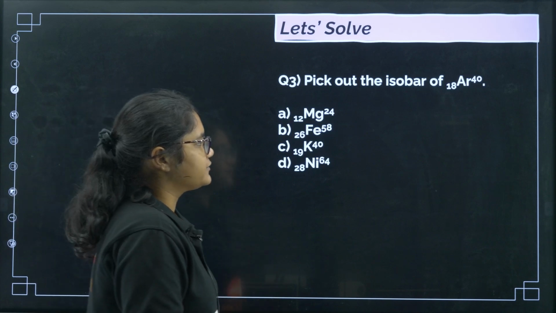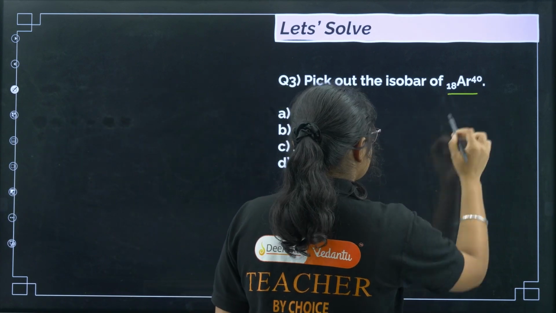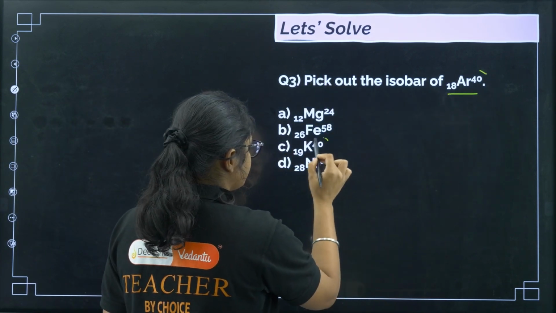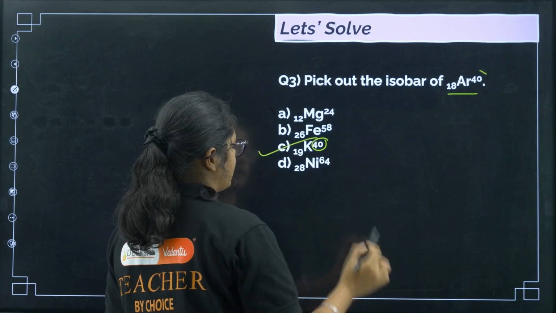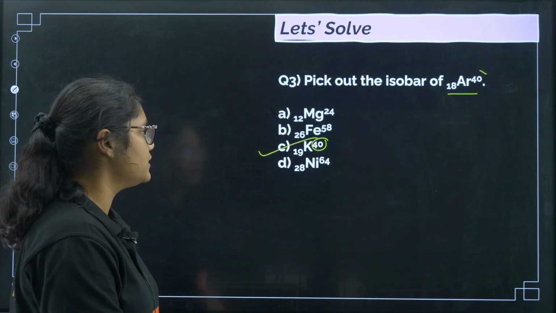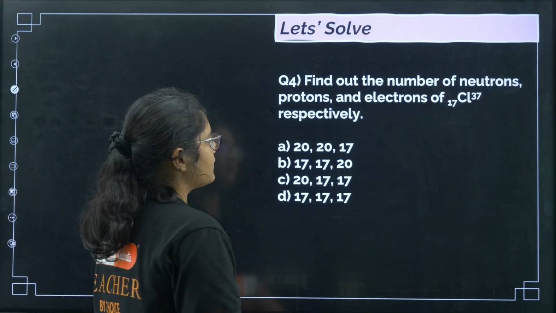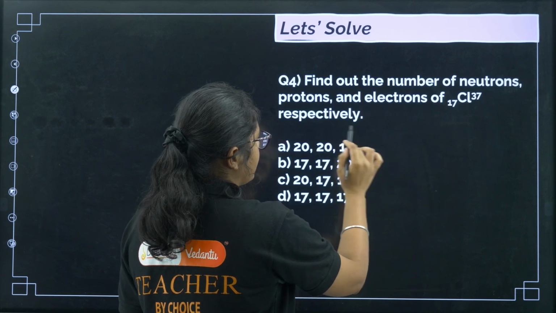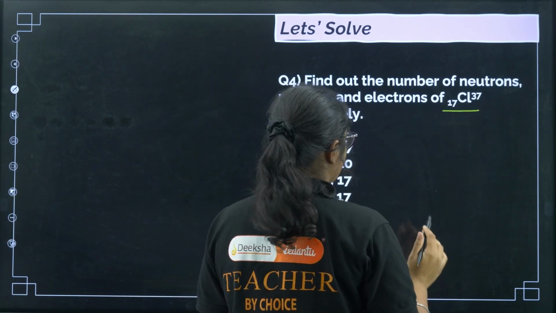Next, pick out the isobar of argon 18, 40. So an isobar should have the same mass number. So you can see here we have the same mass number and different atomic number. So option number C.